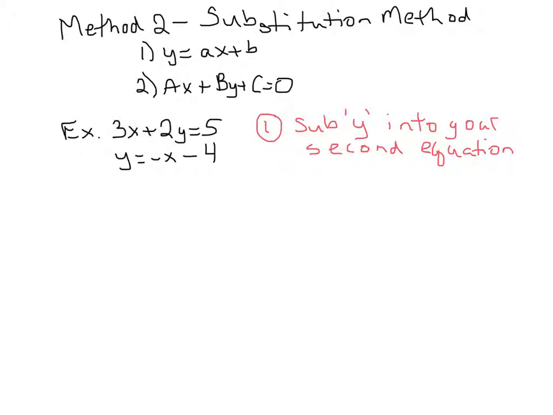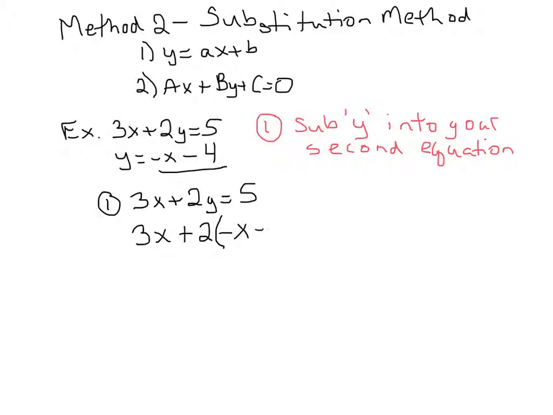Here's what this looks like. We're going to take the equation, I'll put a 1 here to mirror that. So step 1, we're going to take 3x plus 2y equals 5, and we're going to sub this into it. Okay. So 3x stays the same. Instead of writing y, I'm going to write negative x minus 4. And it's still equal to 5. So I'm going to stop there. I want you to look at what I did and make sure you understand why I did it.